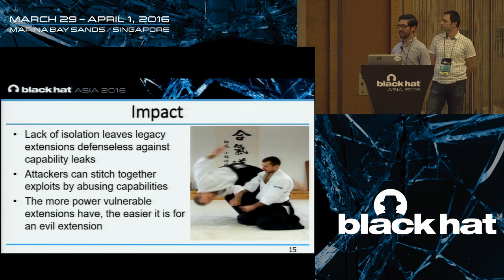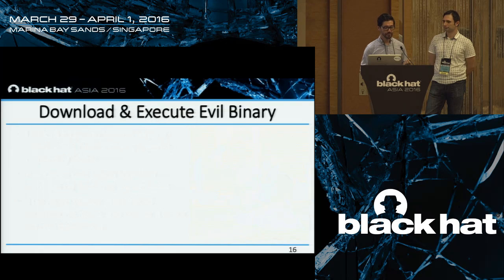And, in the nice tradition of Aikido, the more power these vulnerable extensions have, the easier it is for an evil extension. So the richer the ambient authority living in the browser, the more complex and powerful attacks we can create. So if we wanted to execute some sort of attack in a straightforward way, without the technique that we just saw, what might it look like?